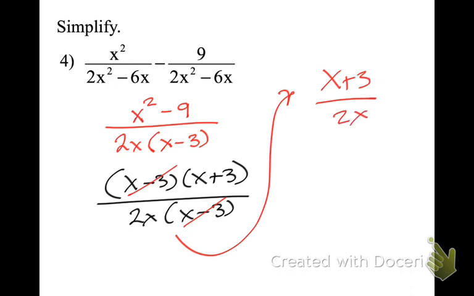Questions? Yes. I'm confused because it's 2x times the quantity of x minus 3. Right, so these are the two denominators. But then why does it just come out? Because we did 2x times the quantity of x minus 3 twice. No, we didn't do it twice. Oh, okay. I see what you're saying.